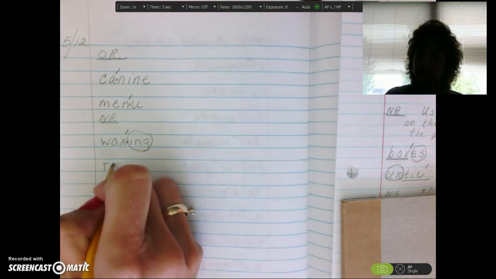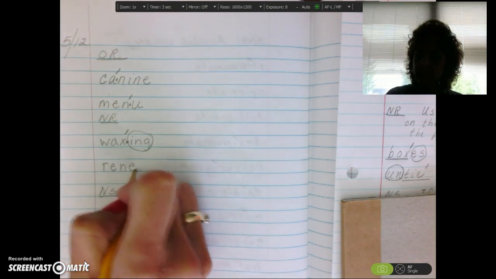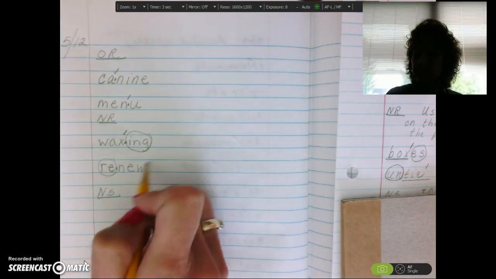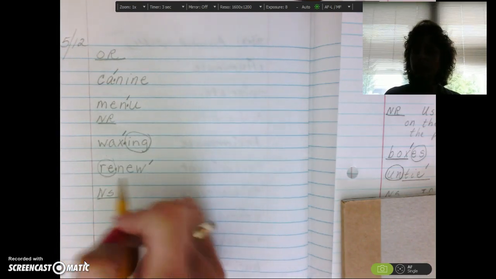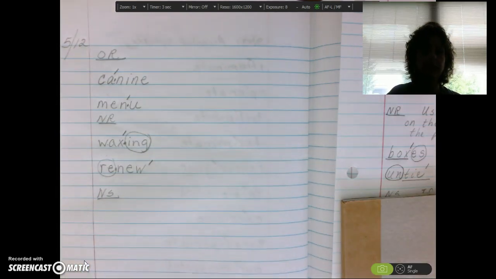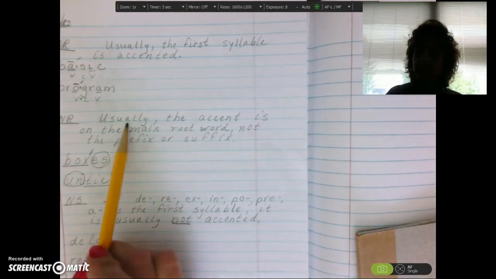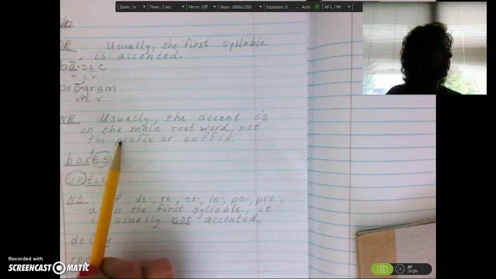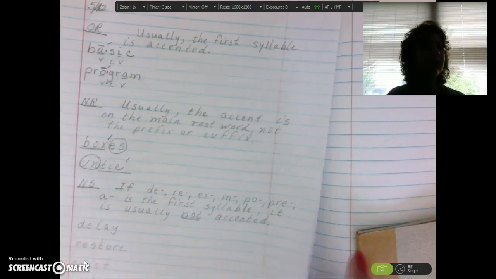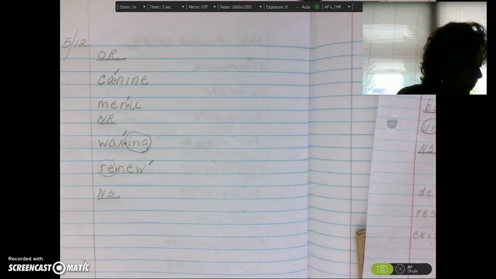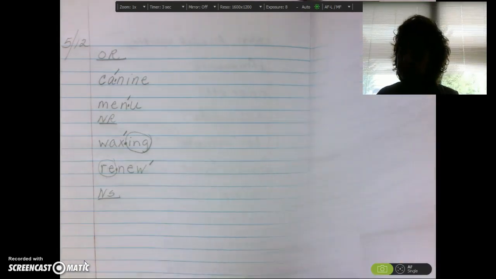This is how it is spelled. Renew. Circle the prefix, divide between the prefix and the root. The accent is on the root word. Renew. Yes, ma'am. If we go back to the rule, usually the accent is on the main root word, not the prefix or the suffix. Okay? In phonics, we can't really ever say there's an always. All right, good question.